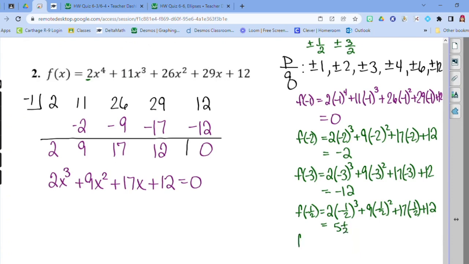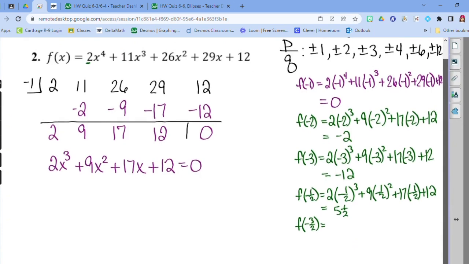So then we go through negative 3/2. Going through the same process. And I'm going to do 2 times negative 3/2 cubed plus 9 times negative 3/2 squared plus 17 times negative 3/2 plus 12, which thankfully gives me 0. So negative 3/2 goes in the box.